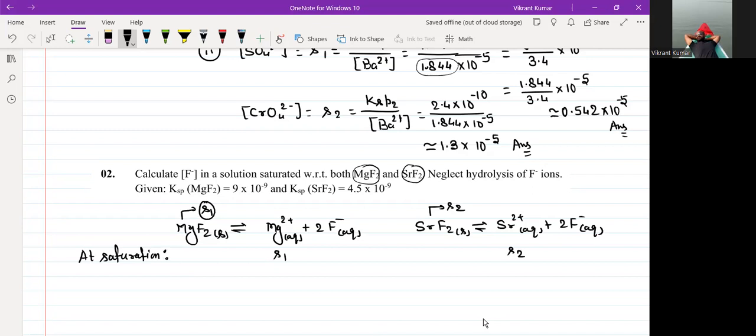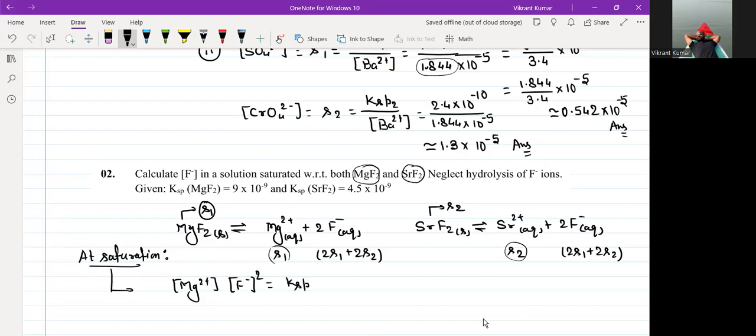Now at saturation, if this one is S1 and this one is S2, तो फिर F minus in first reaction will be formed as 2S1, and in second reaction the formation will be 2S2, and that's why we'll be putting 2S1 plus 2S2 in both the places, and then we'll write at saturation Mg2 plus into F minus square will be equal to Ksp1, which gives you S1 into (2S1 plus 2S2) whole square is equal to Ksp1. I'll call it equation 1.